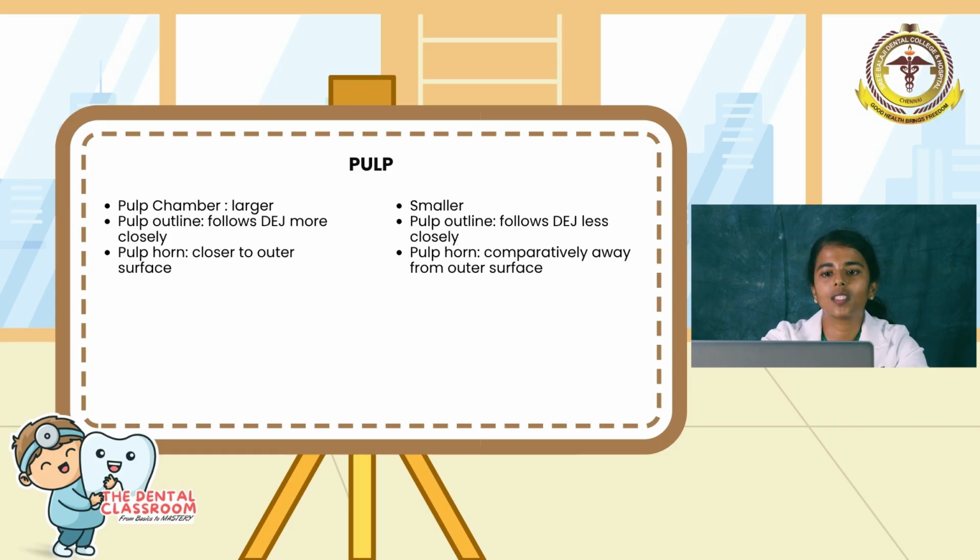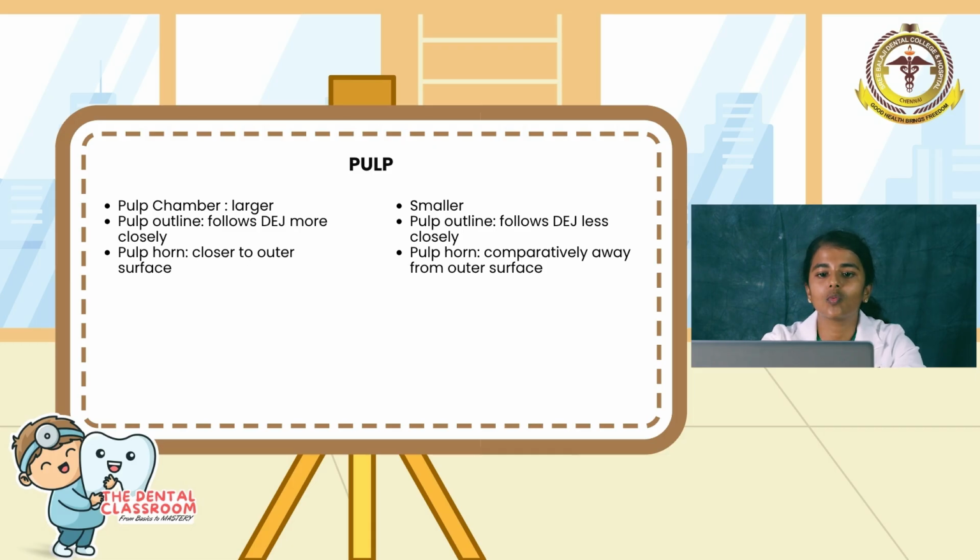So the next difference is seen between the pulp of the primary and the permanent dentition. When we appreciate the pulp chamber of the primary dentition, it is usually larger compared to the size of the tooth than in the permanent dentition. And the pulpal outline more closely follows the dentino-enamel junction in the primary dentition, but in the permanent dentition the pulpal outline is less closely related to the dentino-enamel junction.